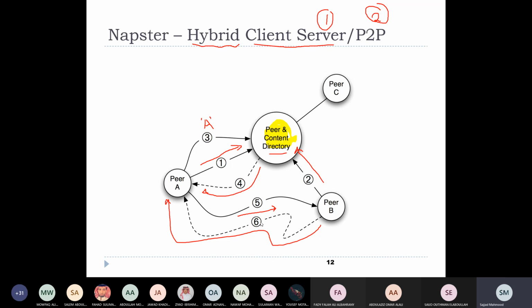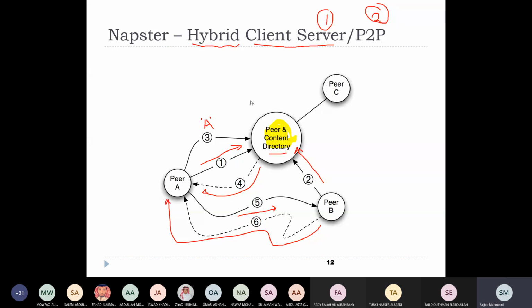Again, floor is open for questions here. Doctor, if someone else wants to get file A, will they ask A or B?